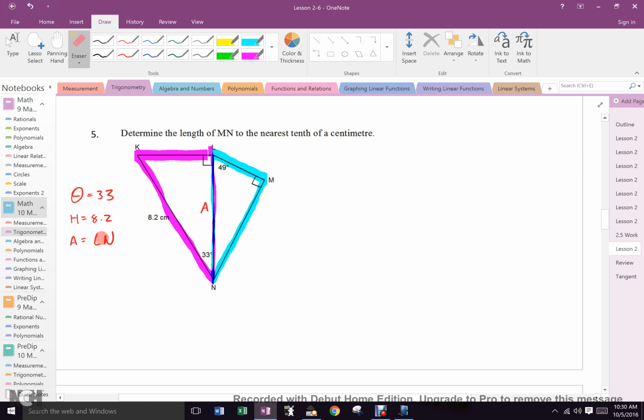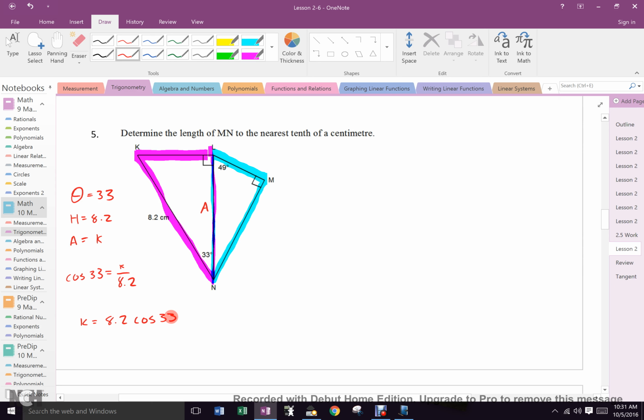Now, in grade 10, we like to name that properly, and since it's opposite of K, it's little k. Everybody cool with that? Anybody got a problem? So, cos of 33 is little k over 8.2, yeah? So little k is 8.2 times cos 33.